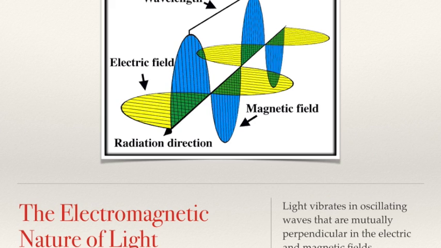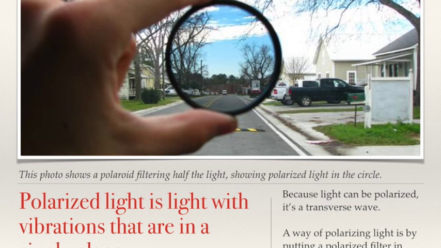A light wave has two types of waves, electric and magnetic. Both go in the same direction but are perpendicular to each other. Polarized light is light where one of the two types of waves is filtered.